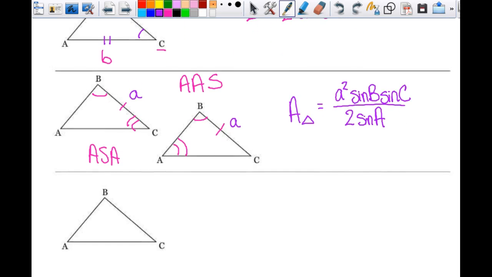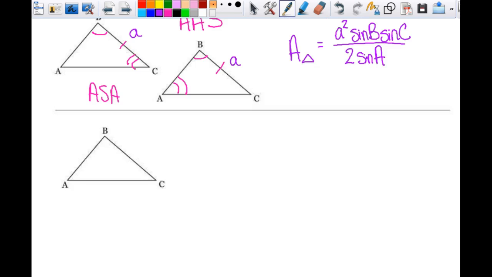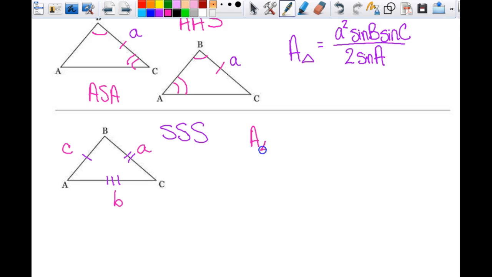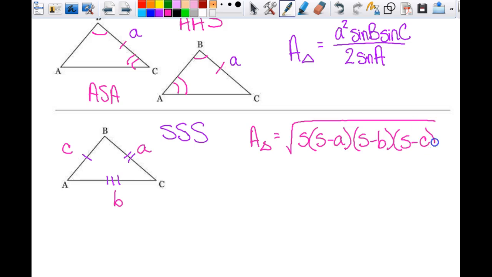Okay. This third one, I'm not going to show you where it comes from because the proof is super weird and long. But let's say that I give you, instead of all that, all three sides, which is going to give you a side, side, side situation, which means that you know little a, little b, and little c. We don't know any angles. Here's what the formula looks like. Area of the triangle is equal to a big old square root of s times s minus little a times s minus little b times s minus little c.